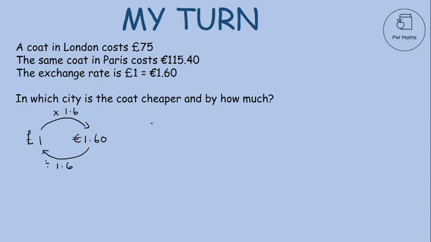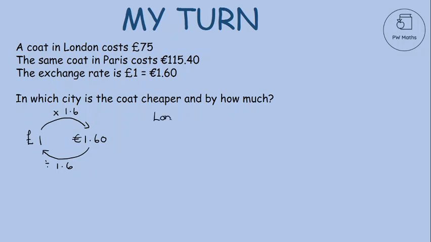That's going to be helpful for us to use. Now the question's only asking us which city the coat's cheaper in and by how much. You don't actually have to do both of the conversions here. We don't have to turn the coat in London into euros and the coat in Paris into pounds. We only really need to do it once. We need to have them in the same currency to be able to compare them and then say how much the difference is. But I am going to do both of those things for you.